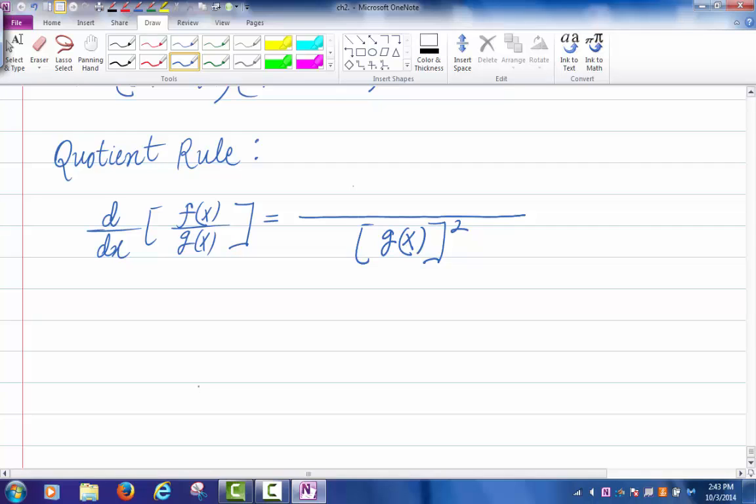And what goes in the numerator is something similar to the product rule. In the numerator, you have the denominator first, and then you multiply that by the derivative of the numerator. And then you subtract the numerator multiplied by the derivative of the denominator.